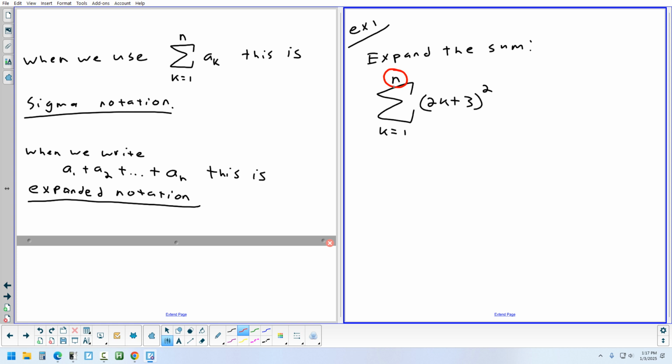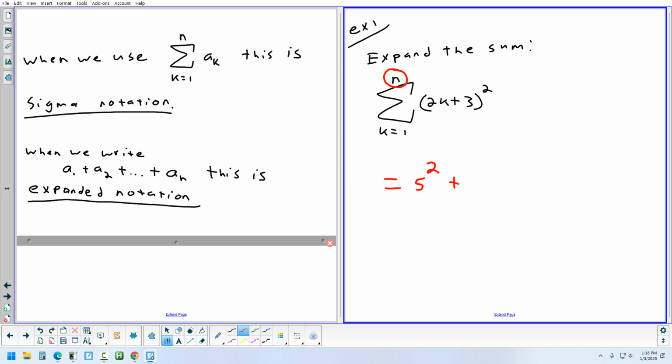All right. So to expand that out, what's the first number they tell us to plug in for k? 1. So we'll just do the first 3, since we don't know how high to go. Like the other one, it said to stop at 10, so we knew. This one we don't know. Plug in 1. What's 2 times 1? 2. Plus 3? 5. So we get 5 squared. You can leave it as 5 squared. You don't have to write 25.